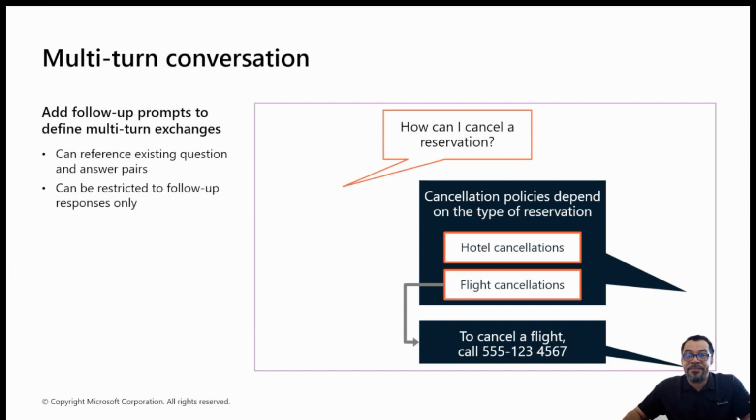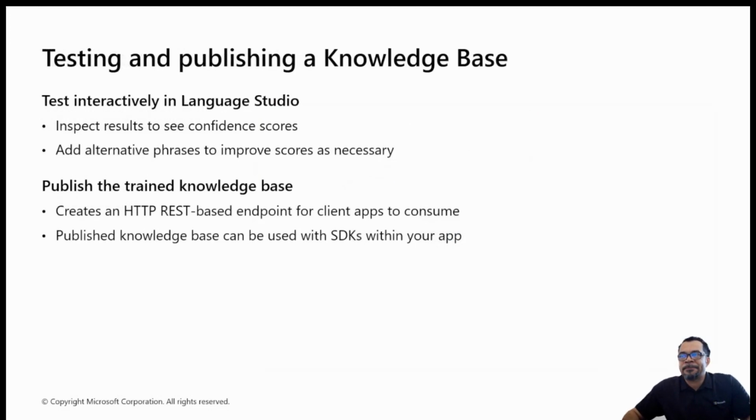So in the example that you see here, here's a perfect example. How can I cancel a reservation? So the cancellation policy depends on the type of reservation. So now we're going to provide them two options. Is it a hotel cancellation or a flight cancellation? And then in this case here, the user would select a flight cancellation, and then it would specify the flight that they want to cancel. So this is another example of a multi-turn type question that you may see.